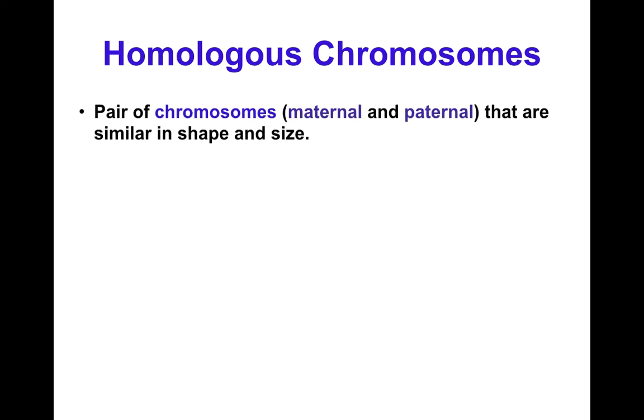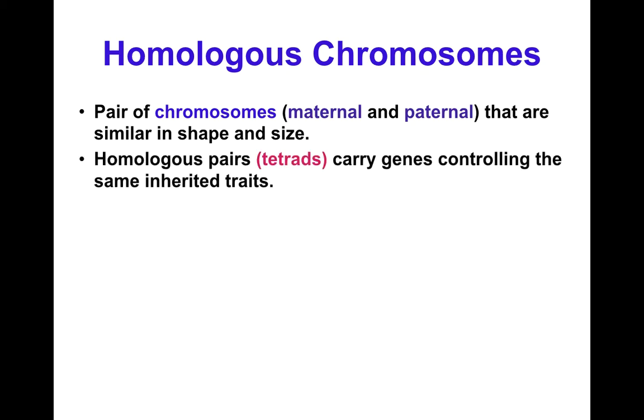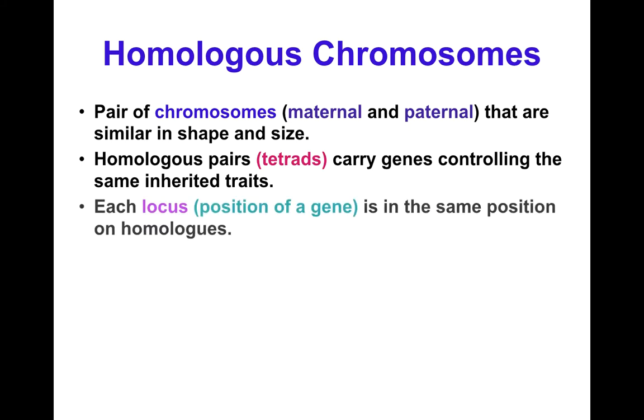Homologous chromosomes. The prefix homo means same. A pair of chromosomes, the maternal and the paternal, so mother and father, that are similar in shape and size, are known as homologous chromosomes. Homologous pairs are also known as tetrads. They carry genes controlling the same inherited traits. Each locus, also known as the position of a gene, is in the same position on homologs.